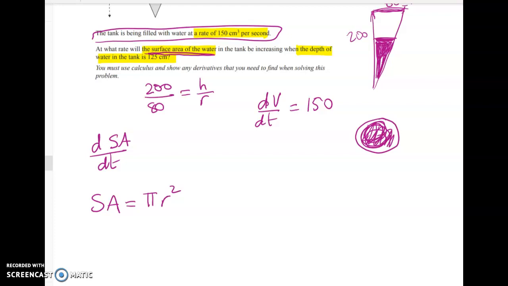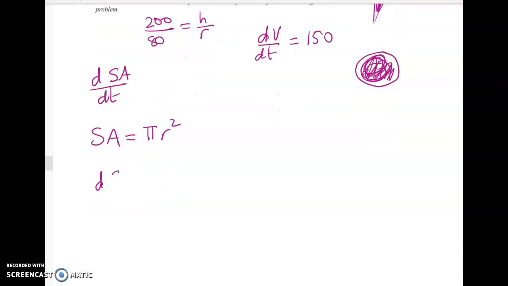The last thing we need to do is to set up a chain rule link. So we're looking for dSA by dt.